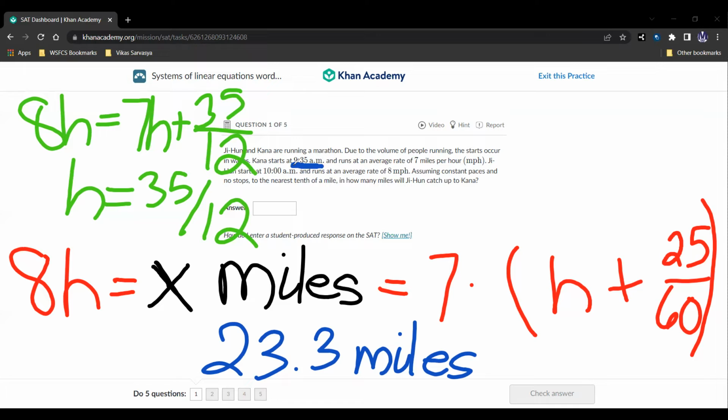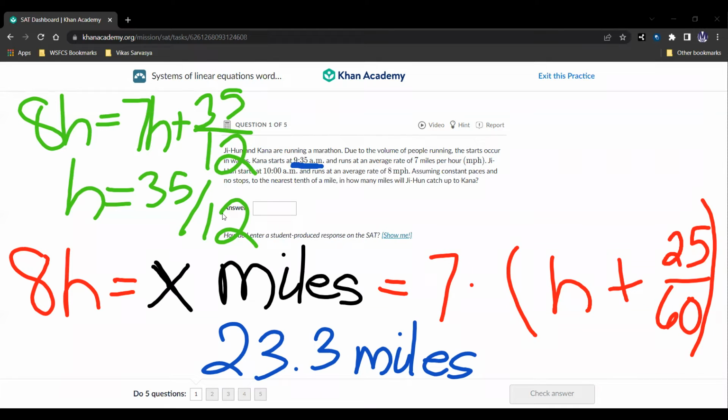Those 2.91 hours are how long Ji-hoon runs, and that's how long they're both running to catch up. So that's the same as Ji-hoon's hours, at 8 miles an hour. Multiply that, and we still get 23.3. Or we take that 2.91 hours, add it to the 25 over 60 hours, then multiply by the 7 miles an hour, and we get the same 23.3.